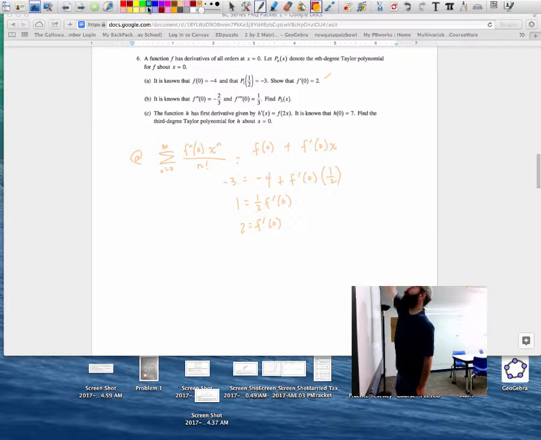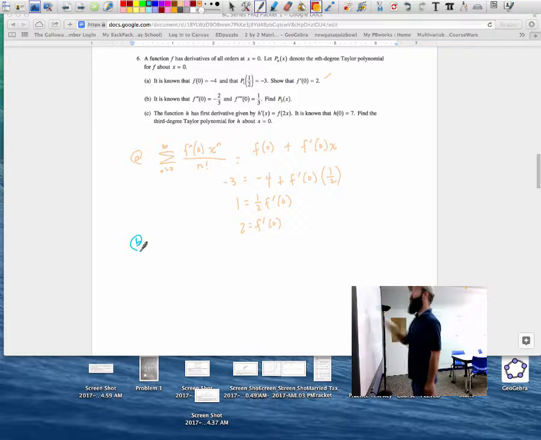So for part B, it's known that f double prime of 0 is -2/3, and f triple prime of 0 is 1/3. Find p3 of x, that's the third degree Maclaurin polynomial. So we've already got the first two terms because we have this -4, and we just found f prime of 0, which was 2. And that's times x to the first over 1 factorial.